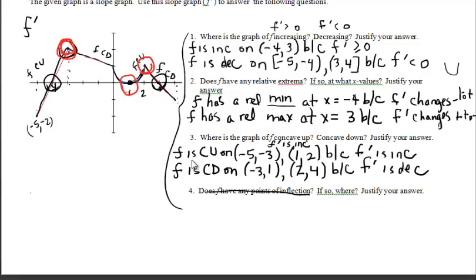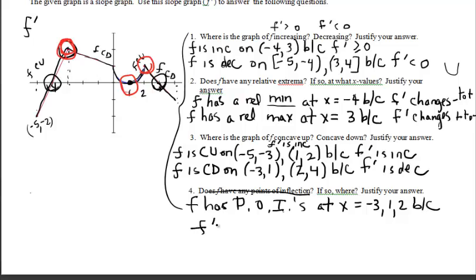Okay, so I'll go back here. I'm going to just put f has, I'm going to lump all this together, POIs at, I guess it doesn't like me to change the color, x equals -3, 1, and 2 because f prime changes direction.